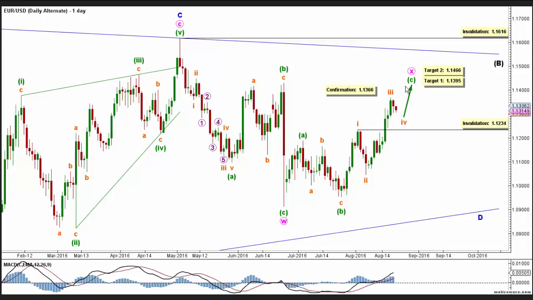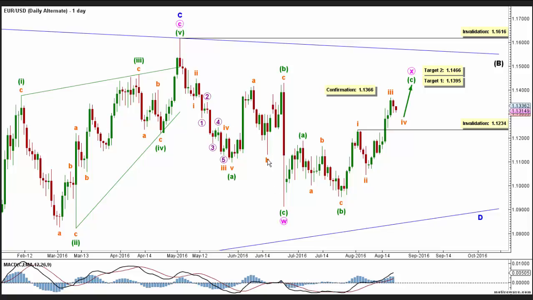Then at 1.1395, green wave C would reach 161.8% the length of green wave A. Then at 1.1466, pink wave X would retrace 78.6% of pink wave W.